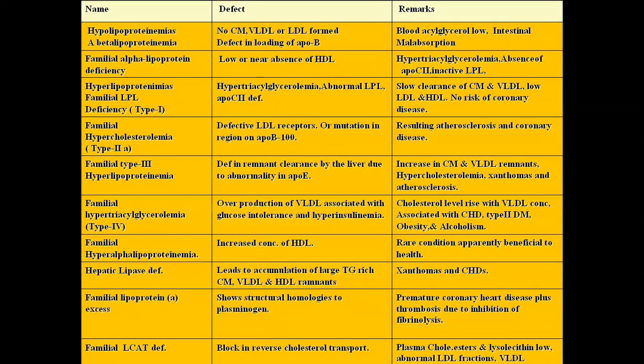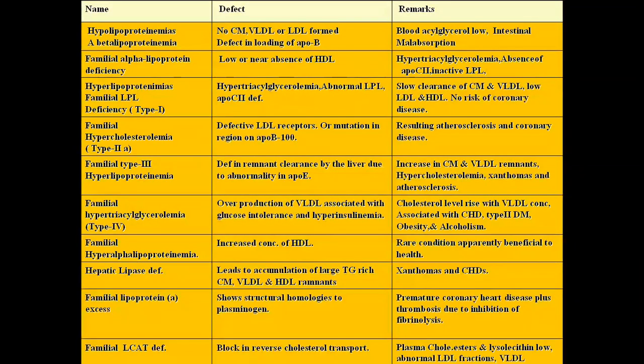Second row, familial alpha lipoprotein deficiency, in which there is a very low level of HDL or HDL is nearly absent. Here, we know that if HDL is absent, it means no ApoC2 is available. With no ApoC2, LPL remains inactive, and it leads to hypertriacylglycerolemia.